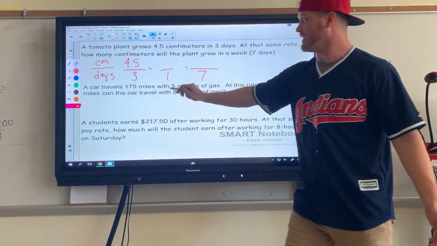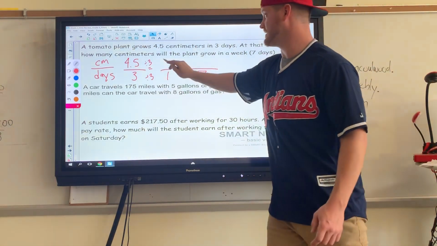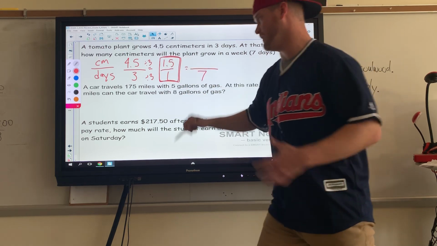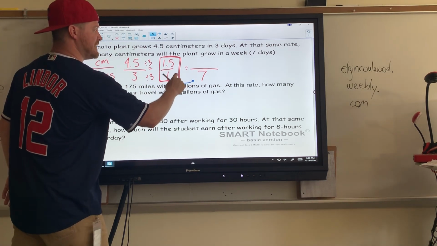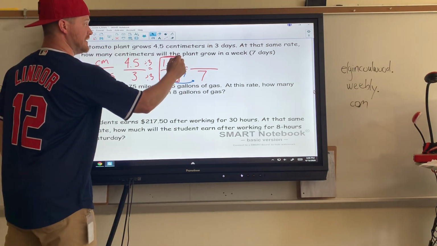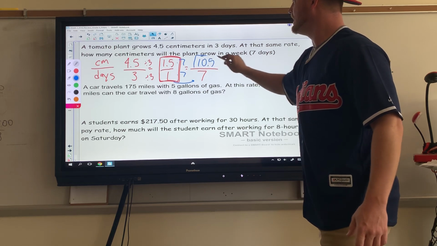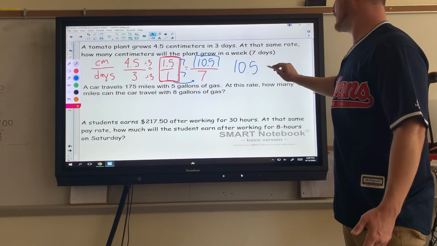Well, to get down to the unit rate, we've been doing this, just divide both by 3. 4.5 divided by 3 gives us 1.5. This is the most important part of these types of problems. In that box is the unit rate. Once you have the unit rate, you can answer any question. Whatever that next number they give you, you just multiply it. Because we know going from 1 to 7, we got to multiply by 7. So I do top to the bottom. 1.5 times 7 gives me 10.5. So in 1 week, you would say the plant grows 10.5 centimeters.